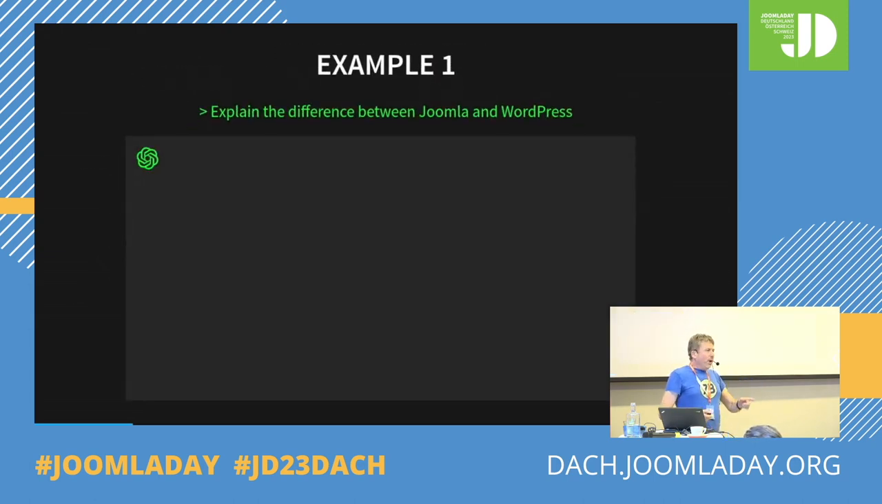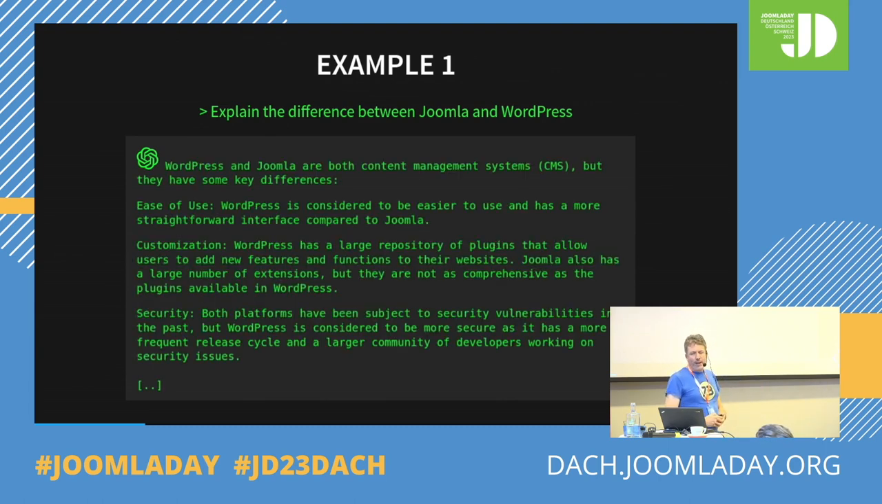And one of the first questions I asked when I started with ChatGPT is explain the difference between Joomla and WordPress. And this is what I got. Joomla and WordPress are both CMS systems. And they say a lot of things about, for instance, security. Both platforms have been subject to security vulnerabilities in the past.